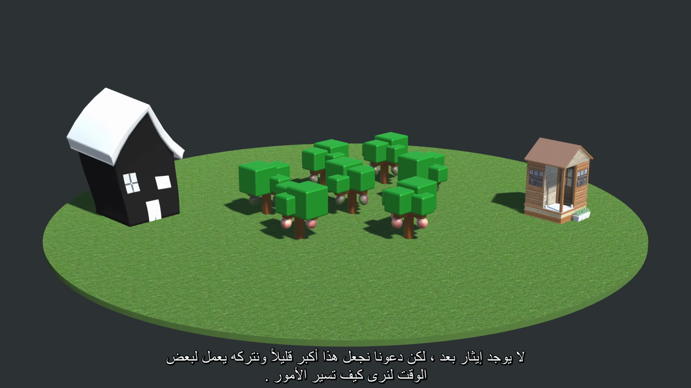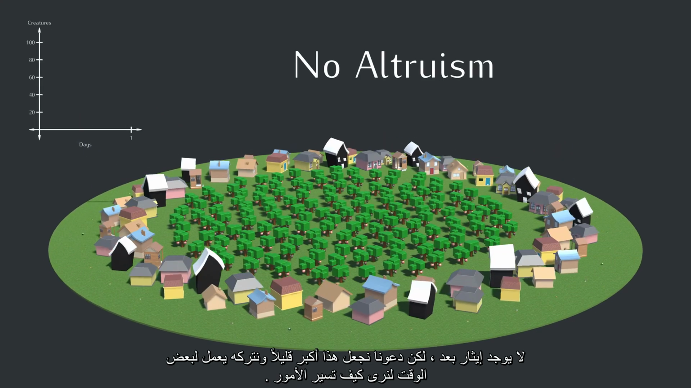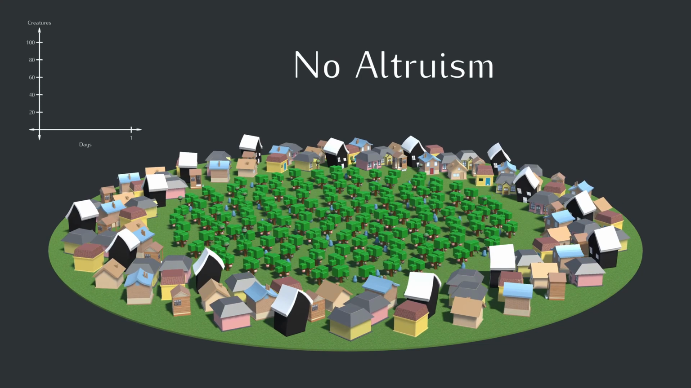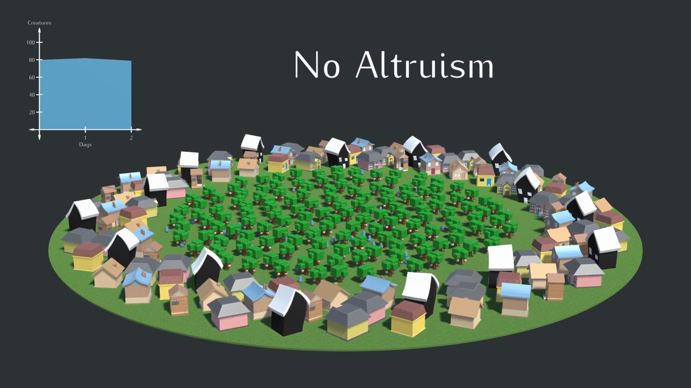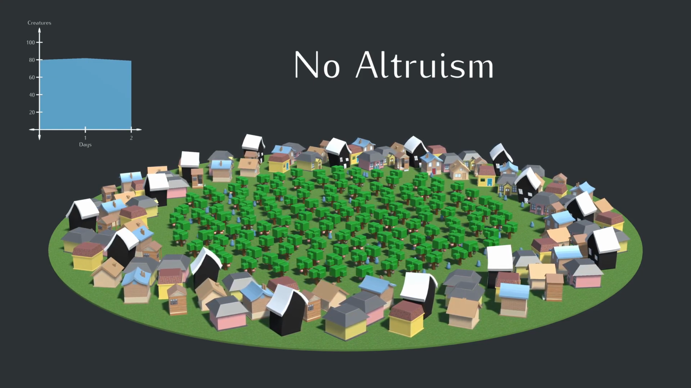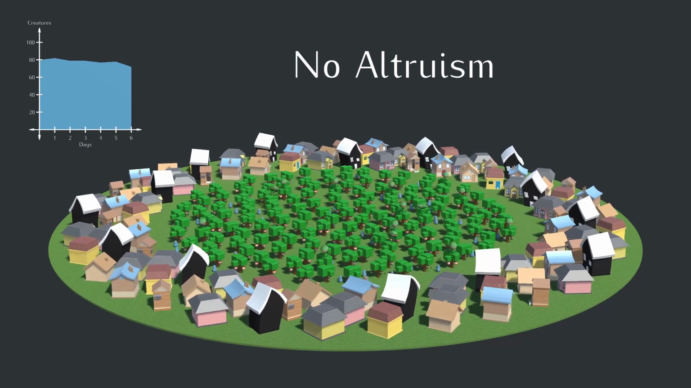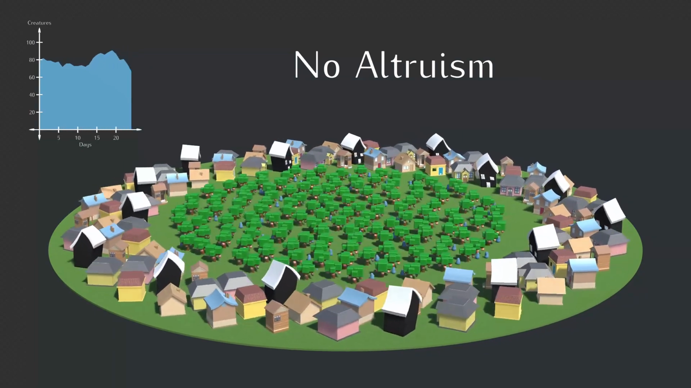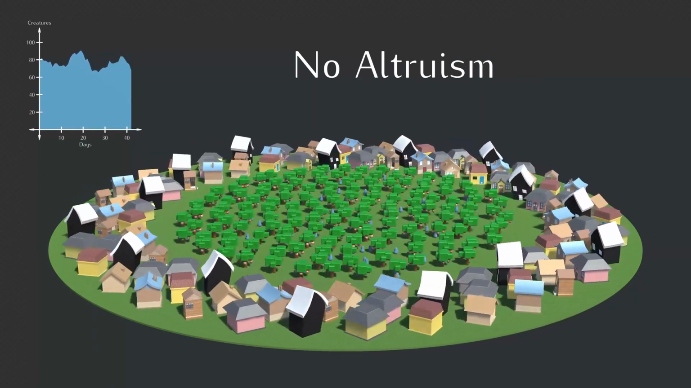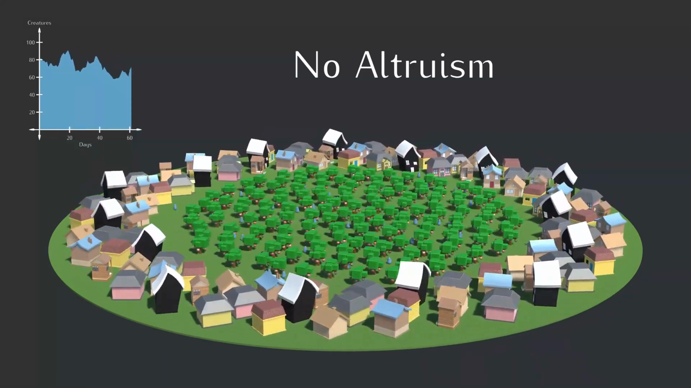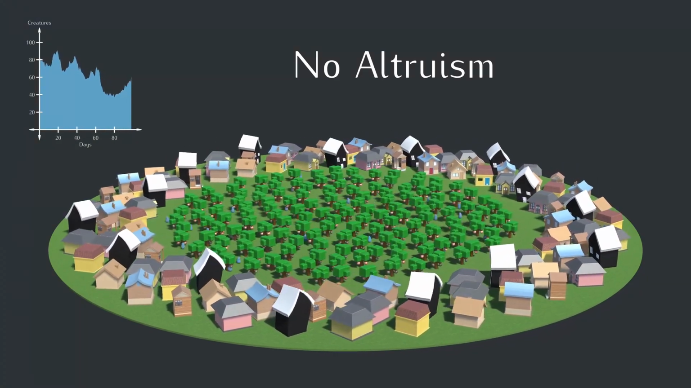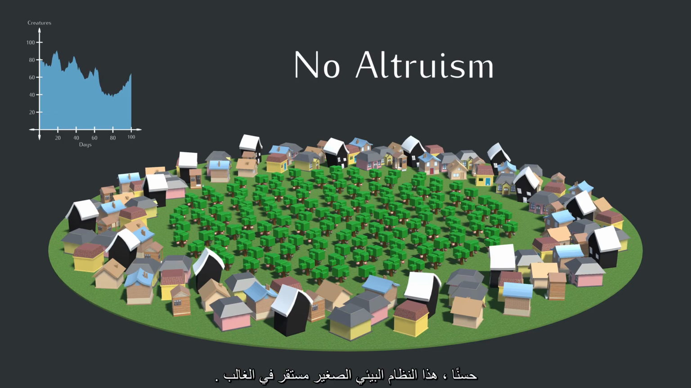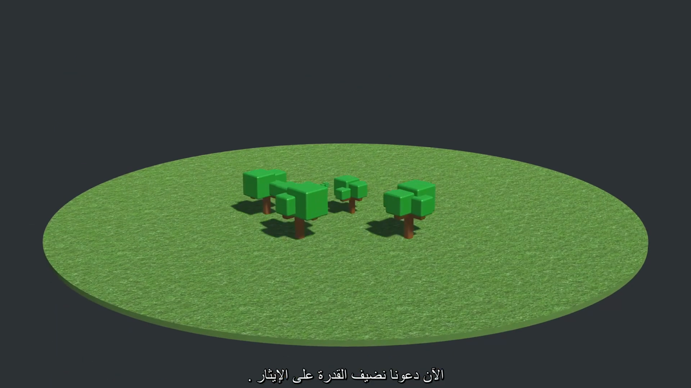There's no altruism yet, but let's make this a bit bigger and let it run for a while to see how it goes. Alright, so this little ecosystem is mostly stable. Now let's add the ability to be altruistic.